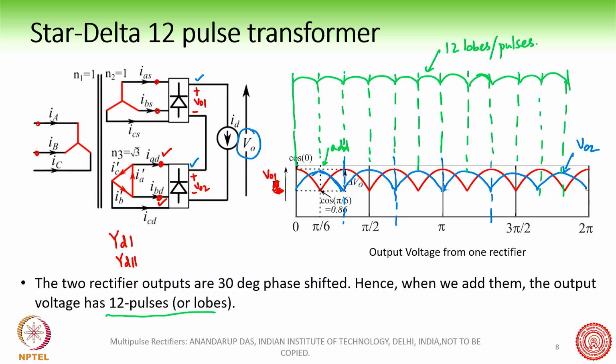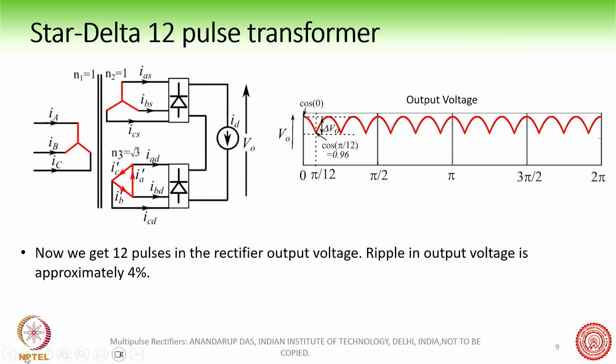When you add one by one each of these waveforms, you get a 12 pulse waveform. So the output, this is the V0 waveform, right? V0 waveform is a 12 pulse waveform, and this is what the output voltage looks like.